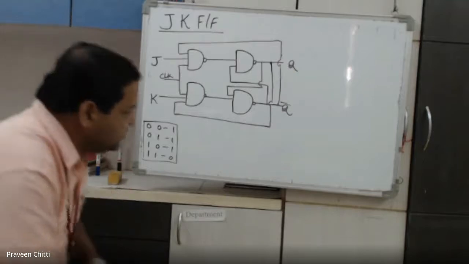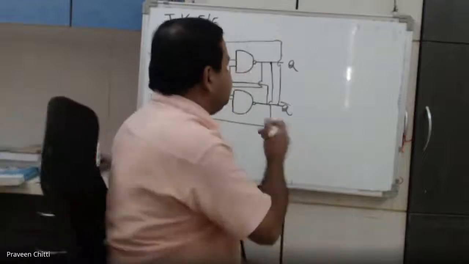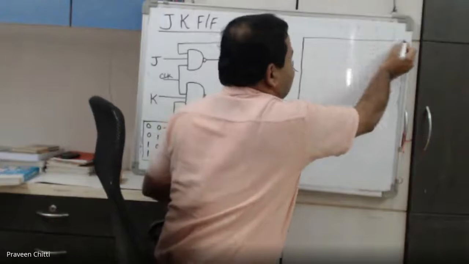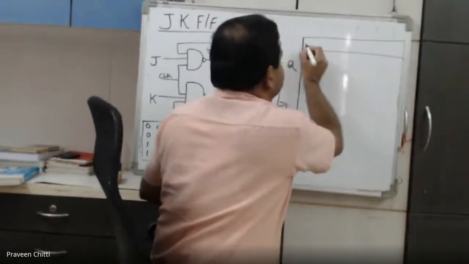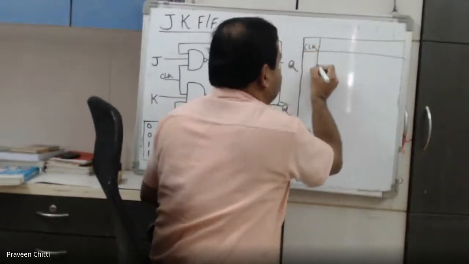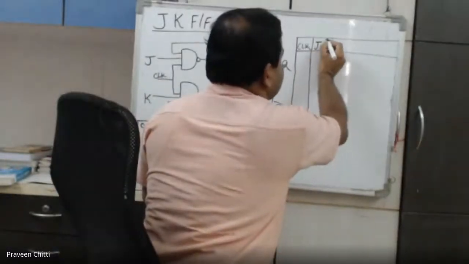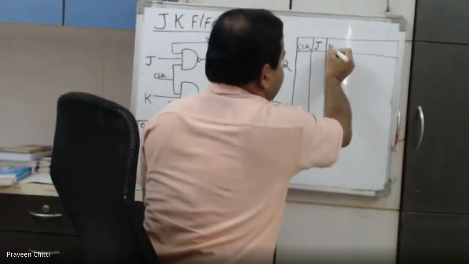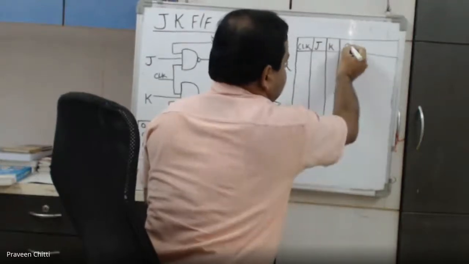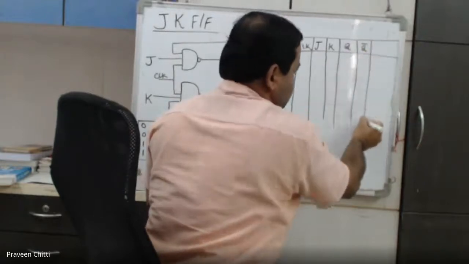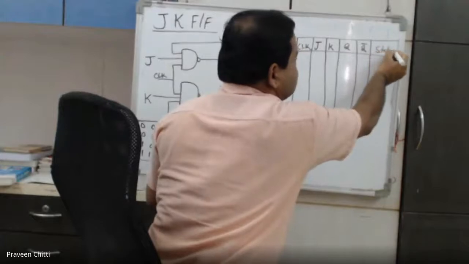Now using this, we will try to explain the working of JK flip-flop. So I will consider the clock, then we have to write now J, K, right, Q. If you want, you can have Q bar also, and then you write the state.